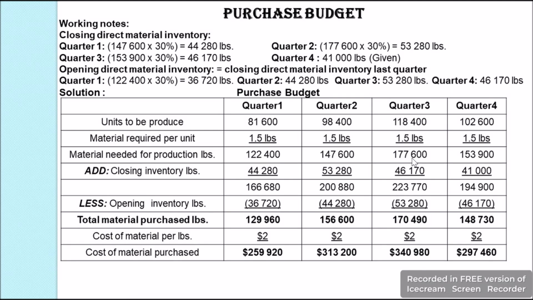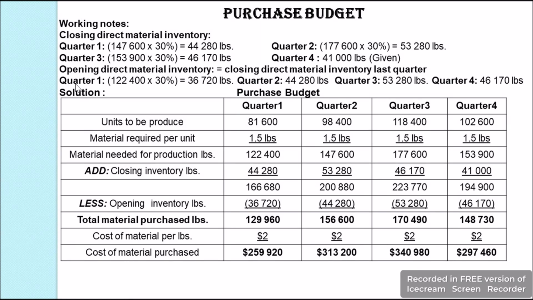For the third quarter, it will be 177,600 plus 46,170, which will be 223,770. And for the fourth quarter, it is 153,900 plus 41,000, which will be 194,900 pounds. Now we'll subtract the opening inventory. You see, the opening inventory will be the closing inventory of the last quarter.